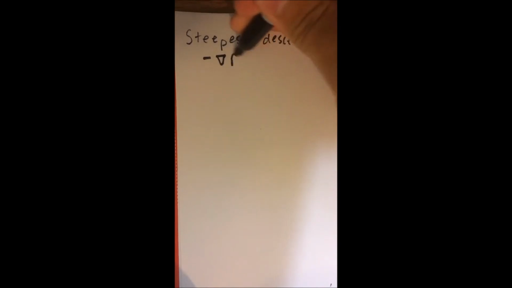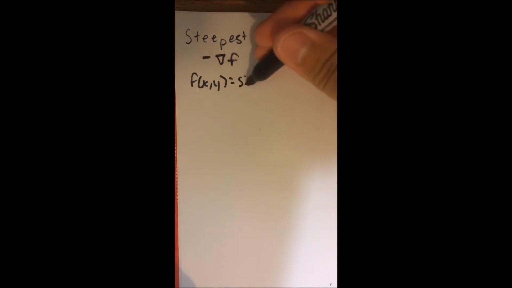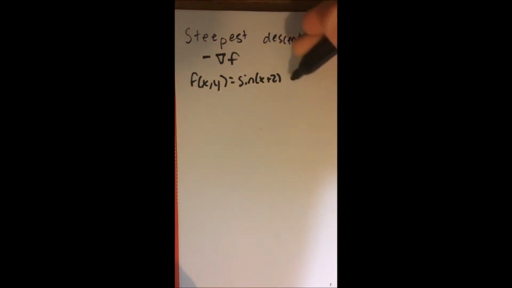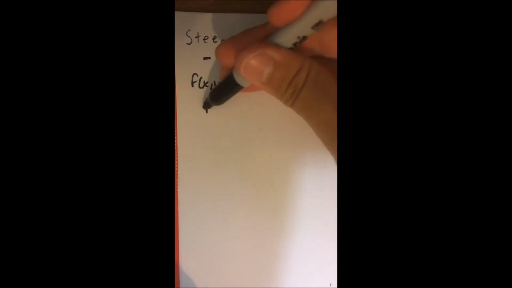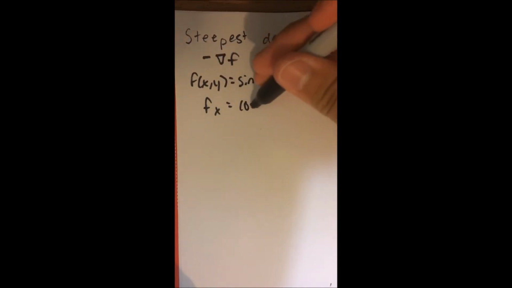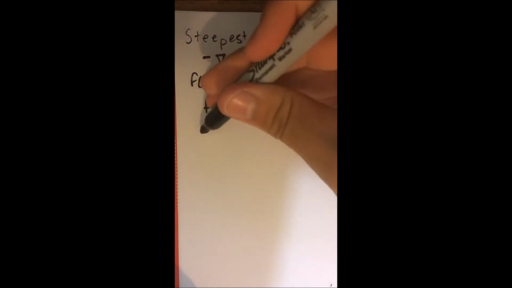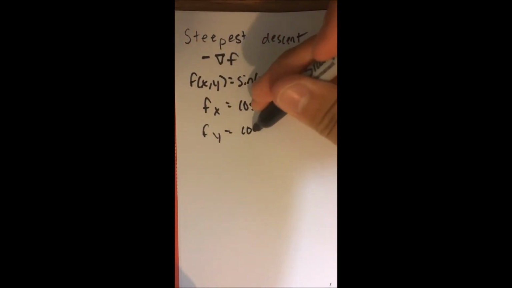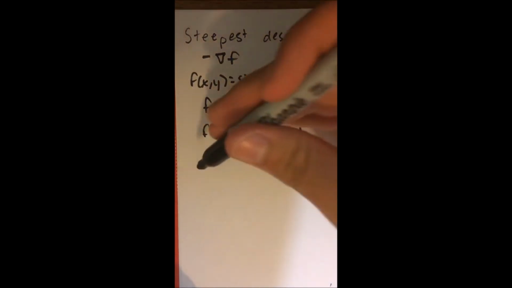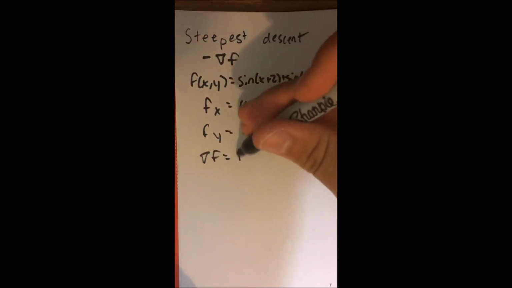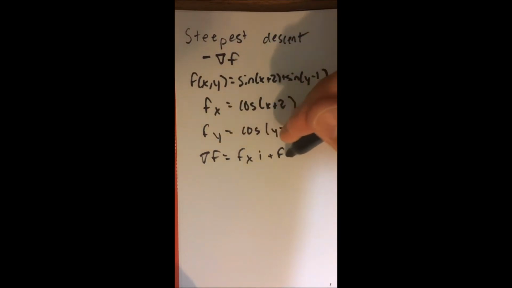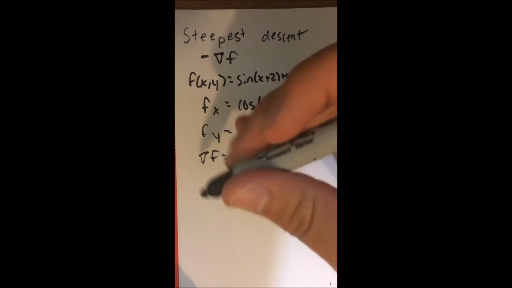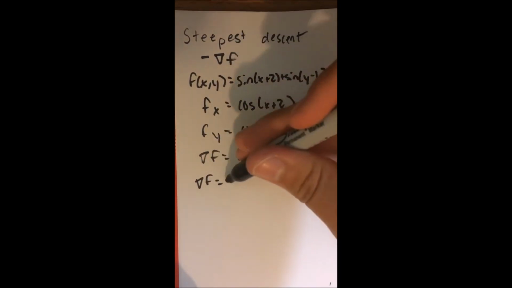In this case, the function is sine of x plus 2 plus sine of y minus 1. The partial derivative with respect to x is cosine of x plus 2, and the partial derivative with respect to y is cosine of y minus 1. The gradient is defined as the partial derivative with respect to x i plus the partial derivative with respect to y j. So in this case, the gradient would be cosine of x plus 2 i plus cosine of y minus 1 j.